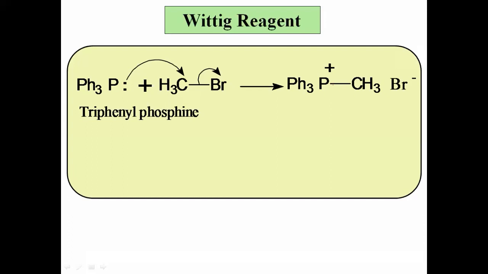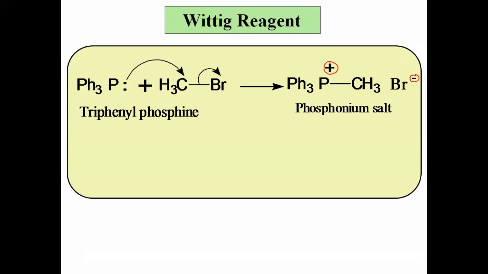Now, during that process, phosphorus donates its electron pair, hence it acquires a positive charge. And Br has a negative charge, and there is a formation of Ph3P with phosphorus having a positive charge, bonded to the methyl group, and there is Br minus. This is called a phosphonium salt.